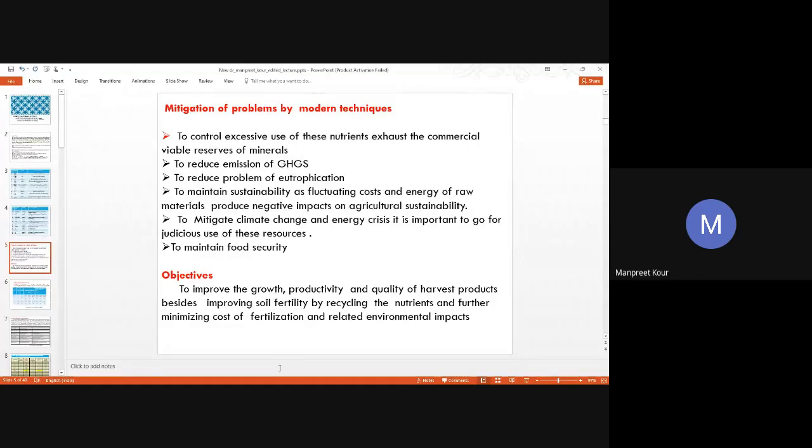Now, I have already talked to you about why we have to introduce these modern techniques to control nutrient exhaust, to reduce the emission of greenhouse gases, and to reduce the problem of eutrophication. So, these modern techniques are very helpful to mitigate the problems of climate change. In a nutshell, we meet the requirement of the crop as required by the crop, not by the soil. And in these modern techniques, we feed the plants, not the soil. This is the main principle.